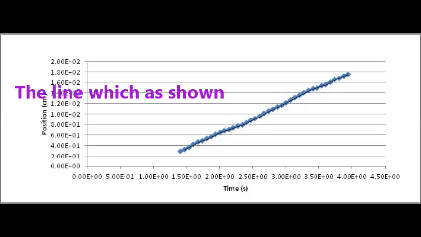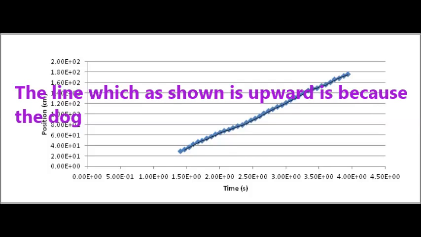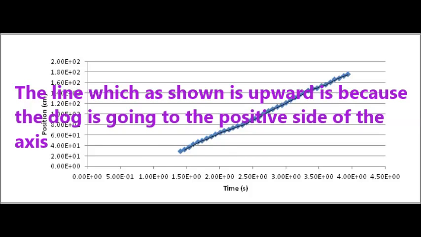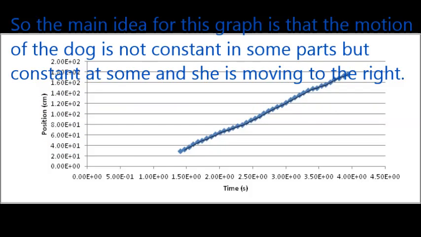The line, which as shown is upward, is because the dog is going to the positive side of the axis, which is the right axis. So the main idea for this graph is that the motion of the dog is not constant in some parts, but constant in others, and she is moving to the right.